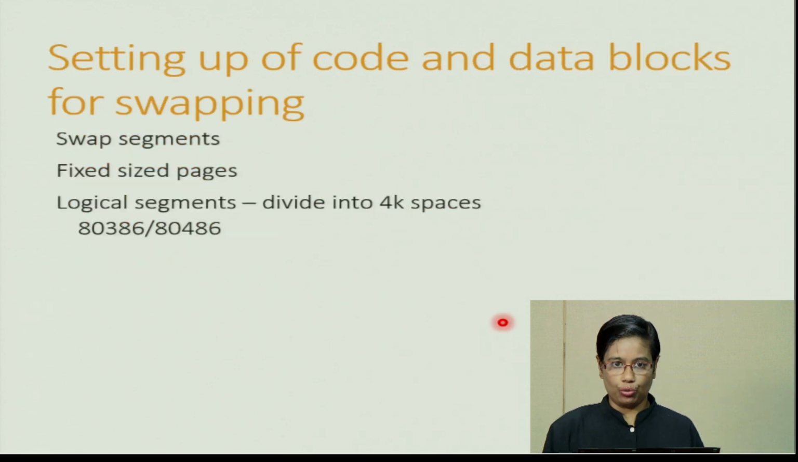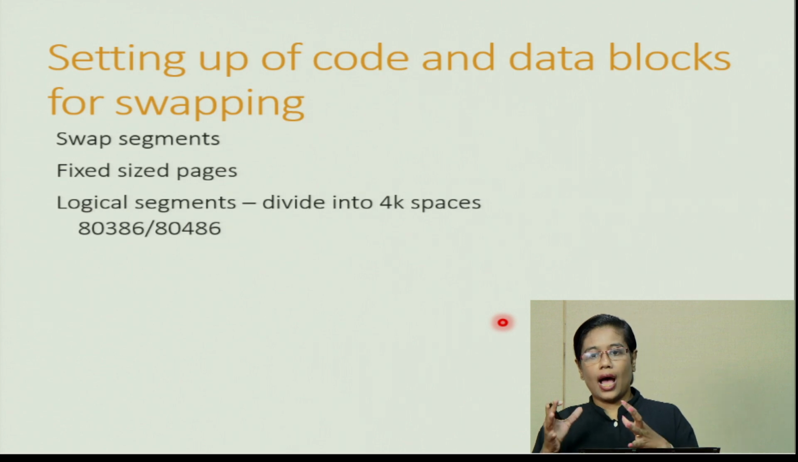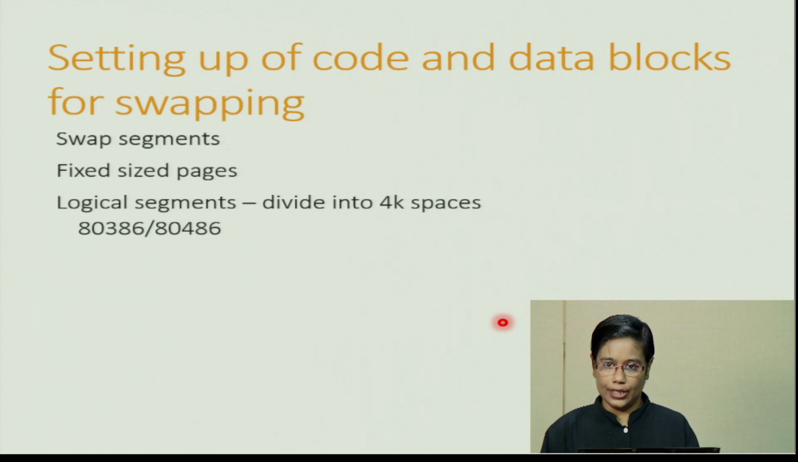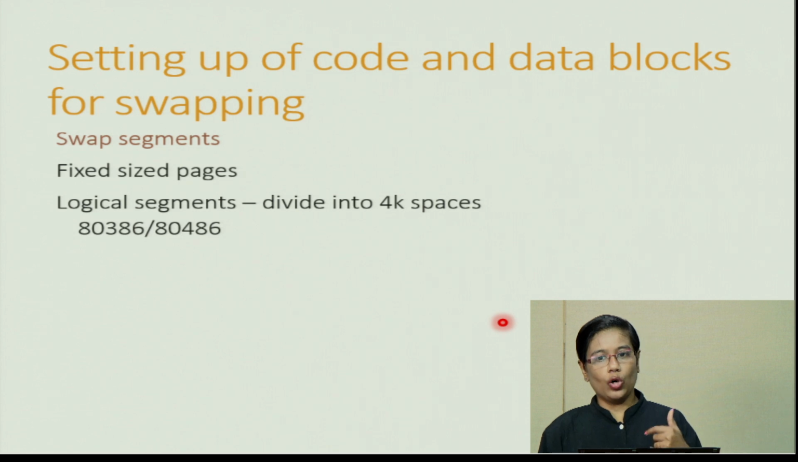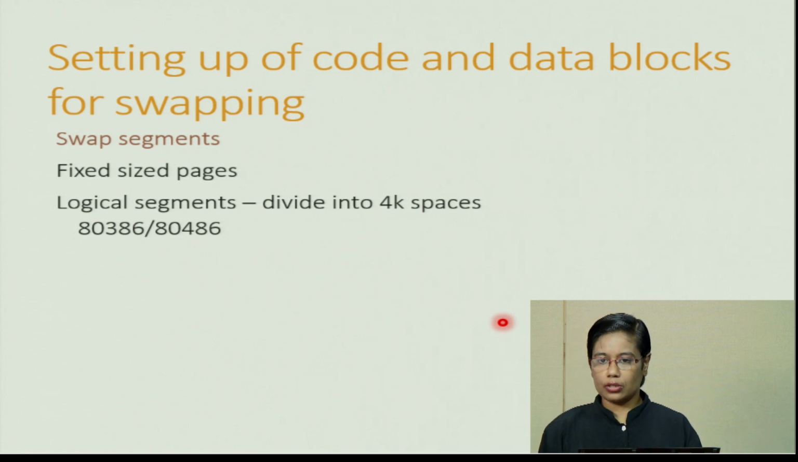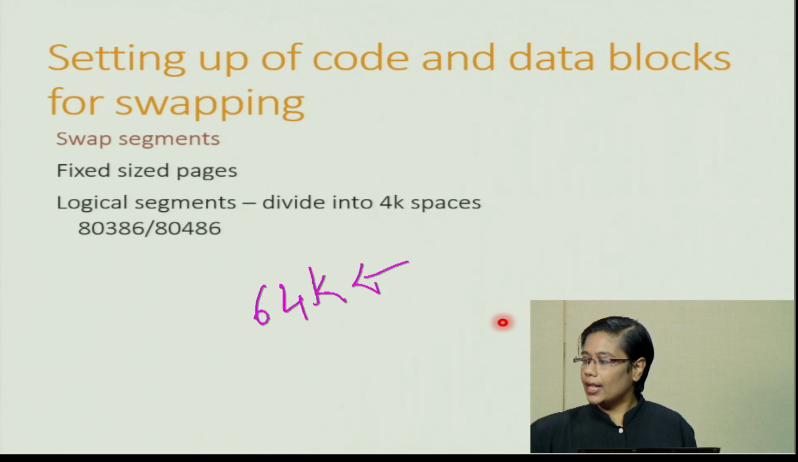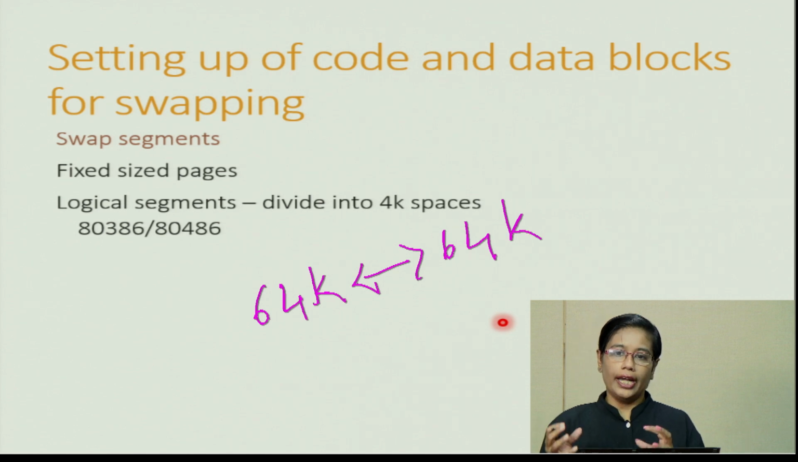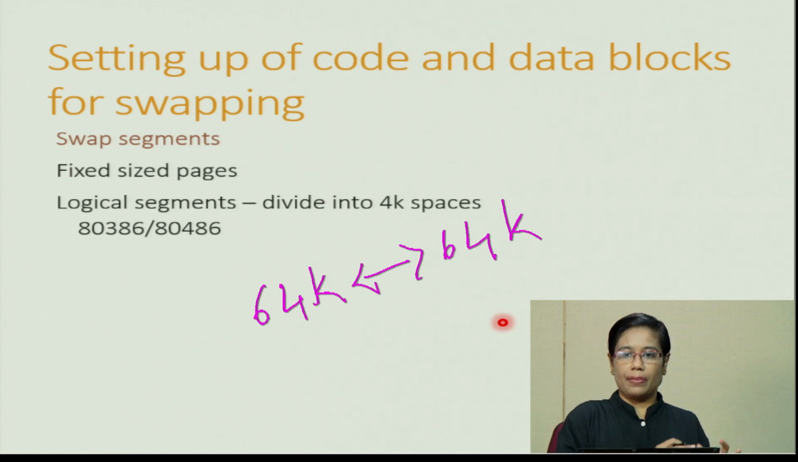What you have to do when you are writing code is to ensure that your code and data are broken up into blocks so that they can be transferred easily into memory. Now, when segments are going to be swapped, you will swap segments if you have only segmentation. For instance, 80286 has only segmentation. So it might swap one 64K segment with another 64K segment if the memory becomes full, or it will load one 64K segment at a time.